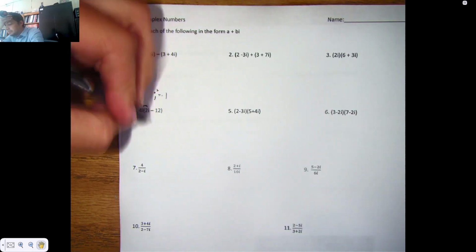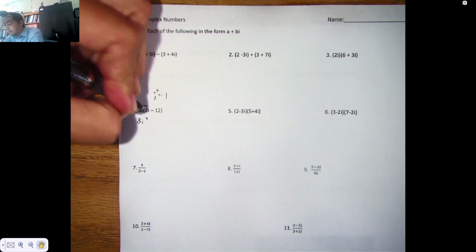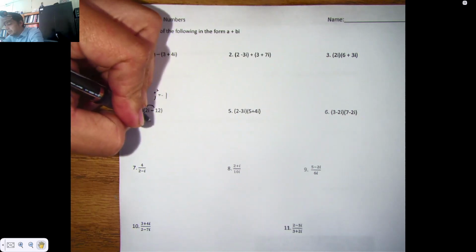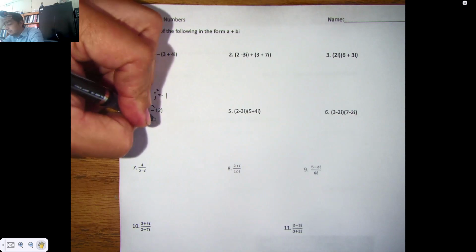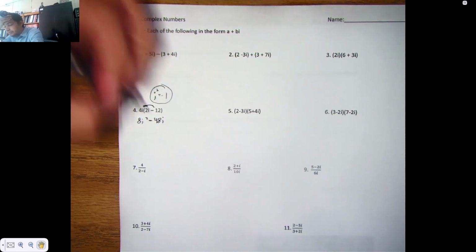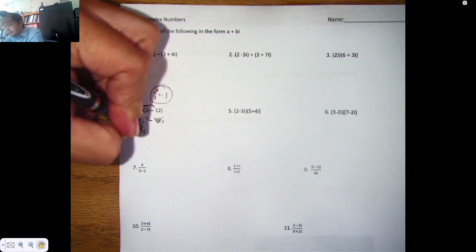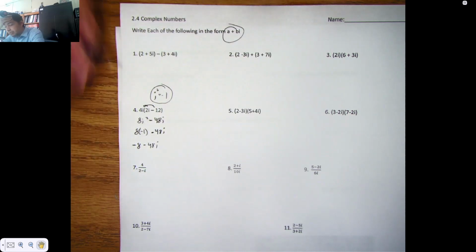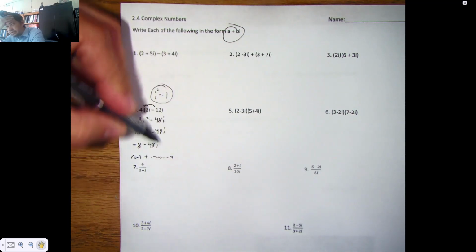So 4i times 2i would be an 8i squared. 4i times a negative 12 is negative 48i. Now, since i squared is negative 1, this becomes 8 times a negative 1, then minus 48i. This becomes negative 8 minus 48i. And if you look up top, the form they want is the real plus the imaginary. So the i always comes second.